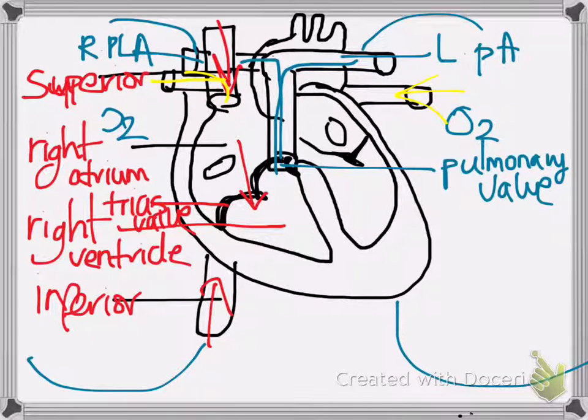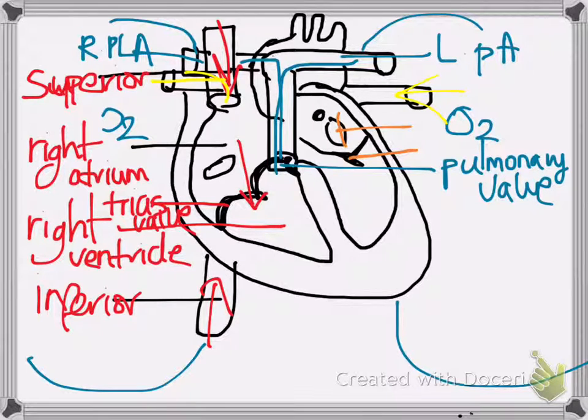oxygenated blood enters the right ventricle and then goes into the left ventricle, and then enters the left atrium by going through the mitral valve.